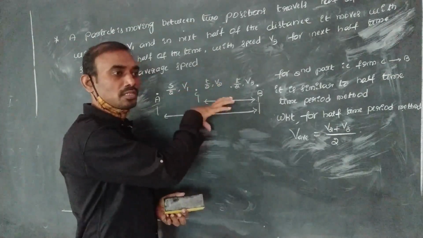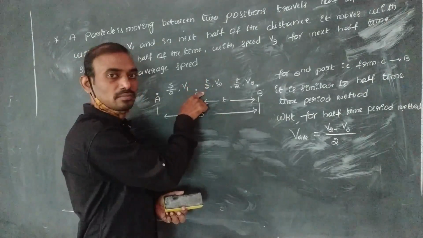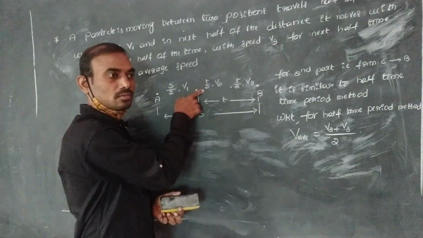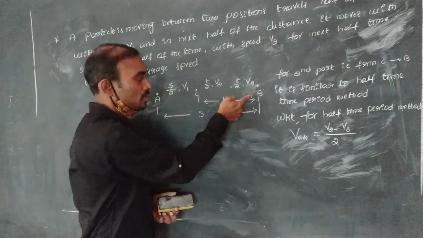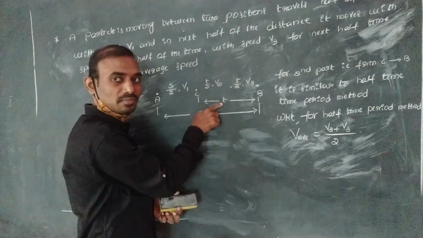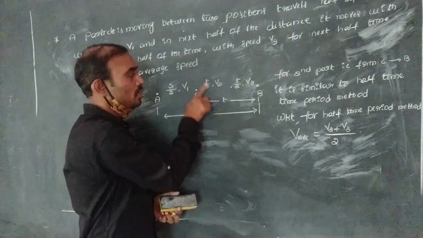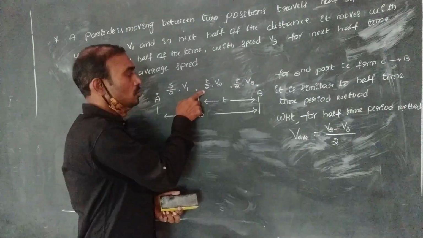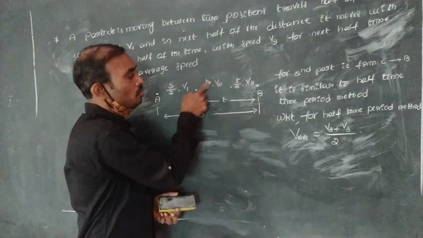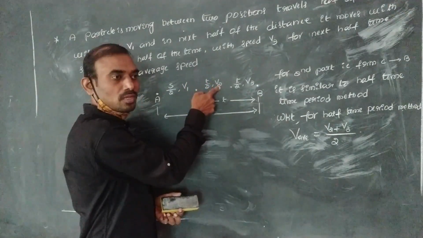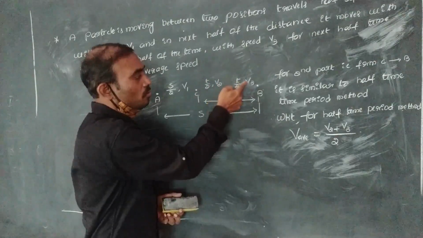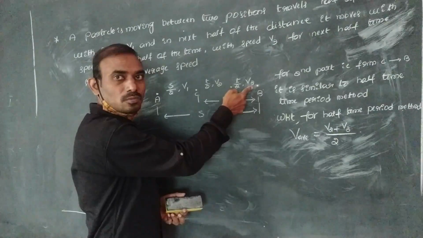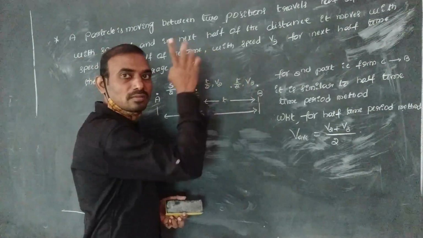In second half distance, half time period. Half time period means T by 2. Suppose second half distance total time taken is T. Then half time period means T by 2. So T by 2 time period moves with the speed V2. Remaining T by 2 time period moves with the speed V3.